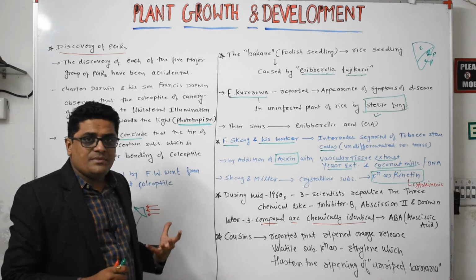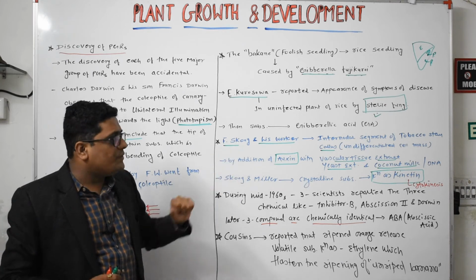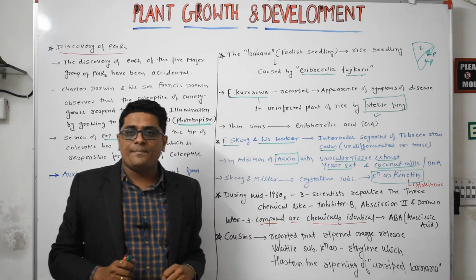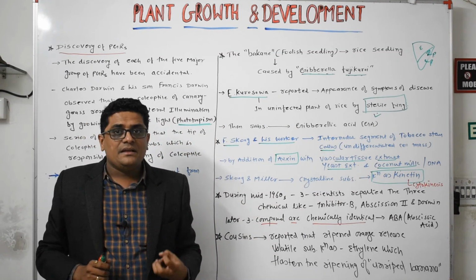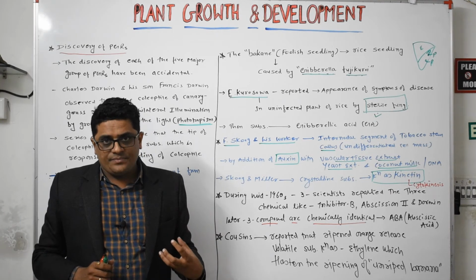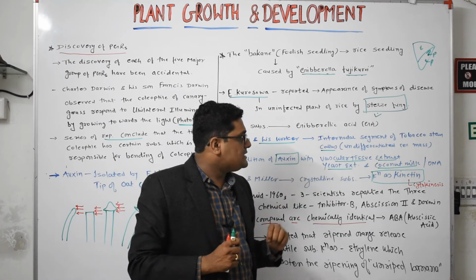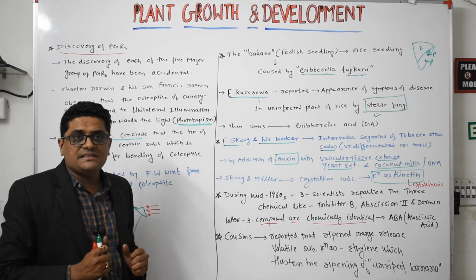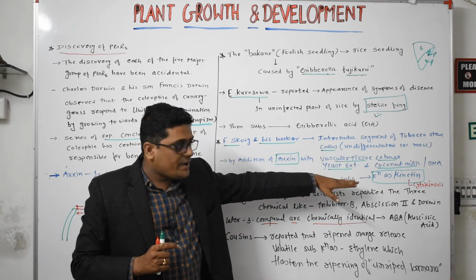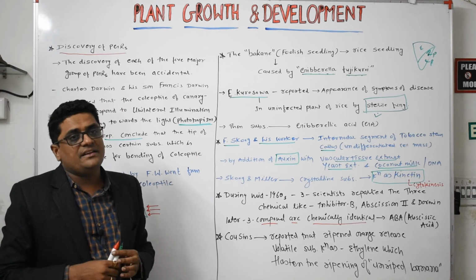Then the discovery of cytokinins, or the discovery of kinetin. Skoog and his workers studied the internodal segment of the tobacco stem, and they prepared a callus of tobacco cells. This callus is known as an undifferentiated mass of cells. How did they prepare this callus? They used auxins with vascular tissue extract, yeast extract, coconut milk extract and DNA.